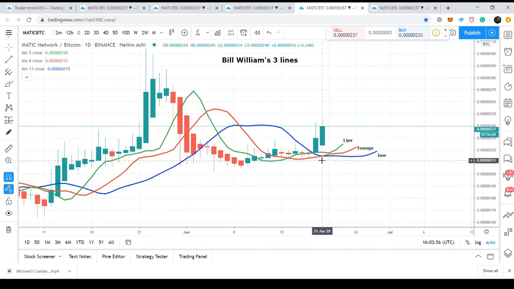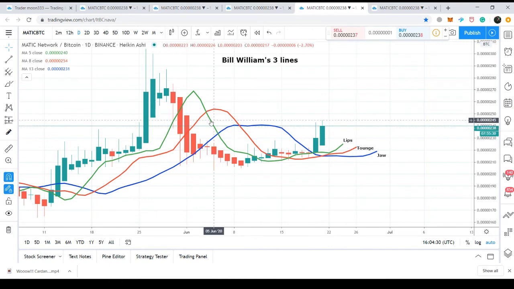For example, this is the lips. This is the moving average with the time period of 5, that is called lips. And this is the moving average with the time period of 8. This is called tongue. And this is the biggest moving average with the time period of 13. That is called the jaw of the alligator. Whenever we have the smallest time period moving average above all and the biggest time period moving average below all the moving averages, it means that the alligator mouth is open. So this is a bullish signal, and this is a time to enter the trade or buy the asset.